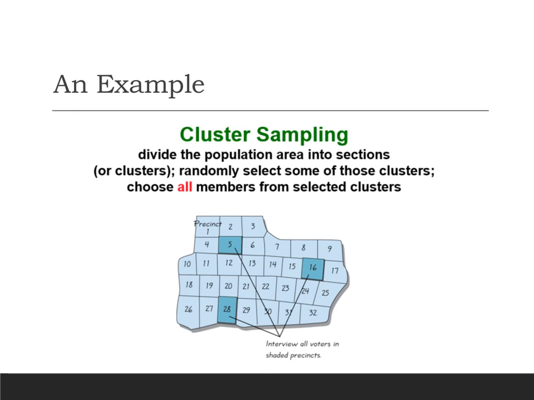So they are being grouped, but usually they're being divided into sections rather than placed into subgroups. It's a very, very small distinction, but it's there. So that is cluster sampling.